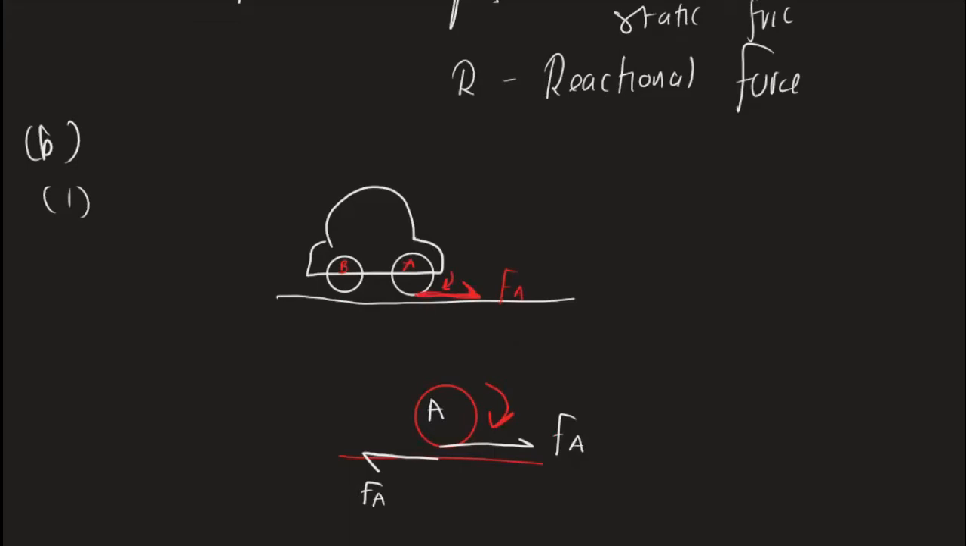If we consider wheel B, it is a wheel that rotates as a result of the motion of the vehicle. It's connected to the vehicle, and the vehicle is moving in the forward direction. Therefore, the friction will act opposite to the motion, FB. So on the rear wheel, the friction will act in the backward direction, and on the front wheel, the friction is acting in the forward direction.